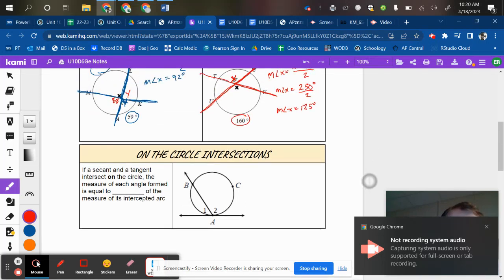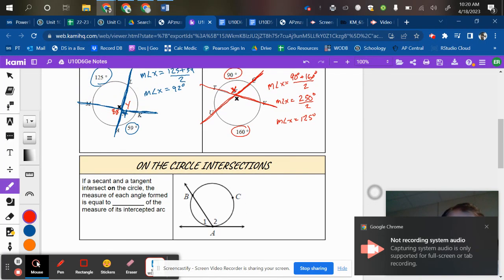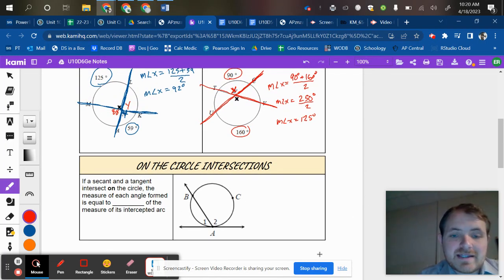We just talked about what happens when you have an intersection inside of a circle. Now, if you notice, the intersection is on the circle. So you've got a tangent line and then some version of a secant line. If the secant line and the tangent line intersect on the circle, the measure of each angle is equal to just half of that intersected arc. So you don't have to add up and divide anymore.